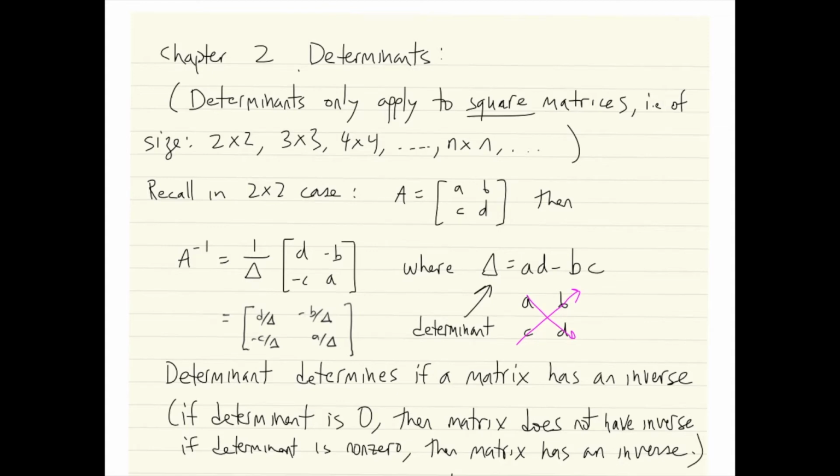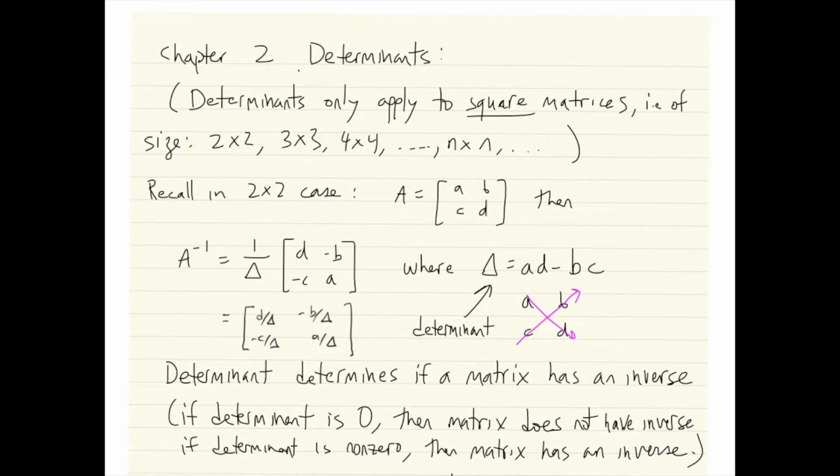Okay, let's move on to chapter 2, which is about determinants. And first thing is determinants only apply to square matrices. That means matrices that are 2 by 2, 3 by 3, 4 by 4, or n by n. 1 by 1 is also allowed, but that's kind of simple. So we've seen them in the 2 by 2 case.